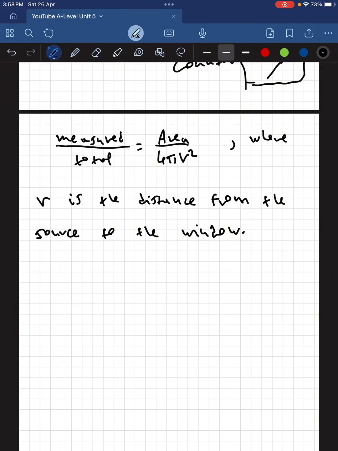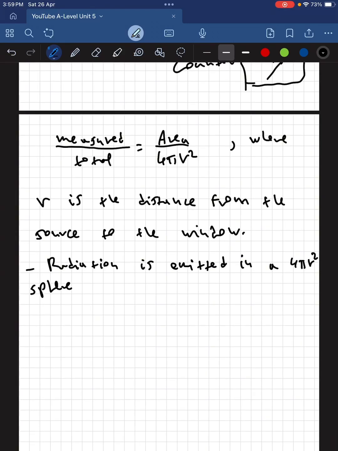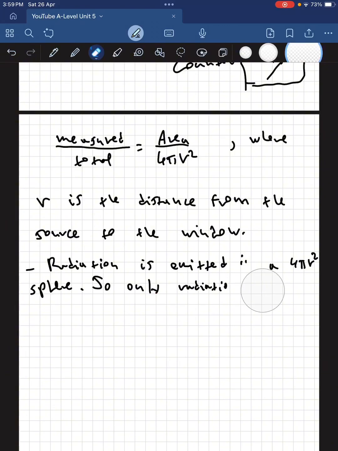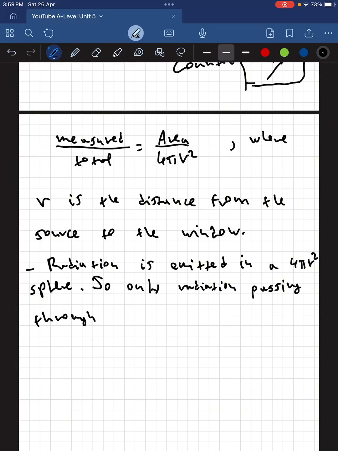I hope this makes sense, but let me write down that radiation is emitted in a 4 pi r squared sphere. So only radiation passing through the window is detected.